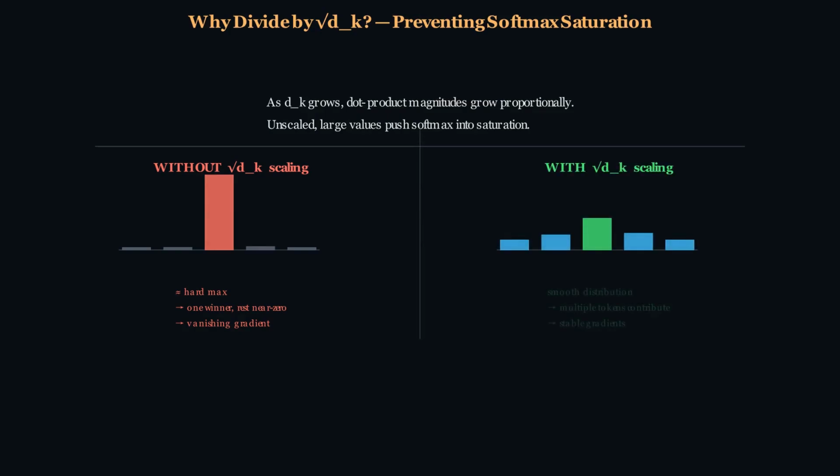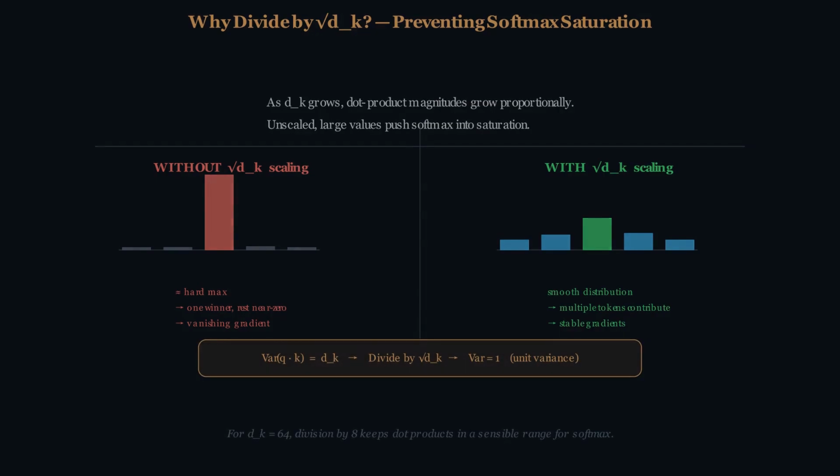Dividing by the square root of d_k stabilizes variance. The softmax output stays smooth. Multiple tokens contribute. Gradients flow cleanly. And training converges.